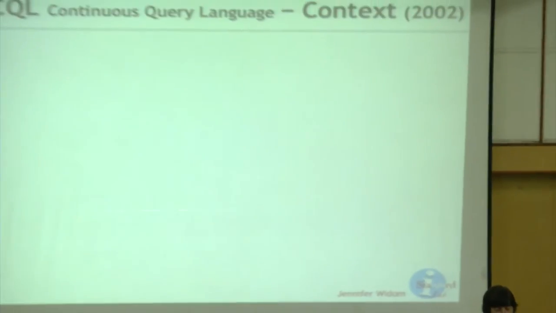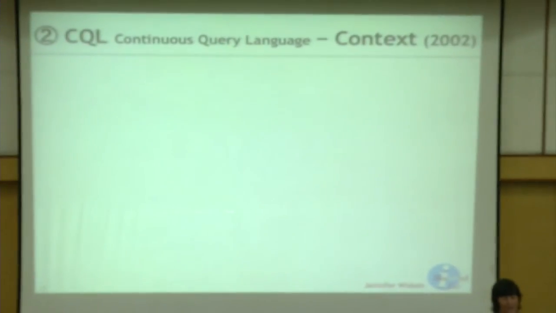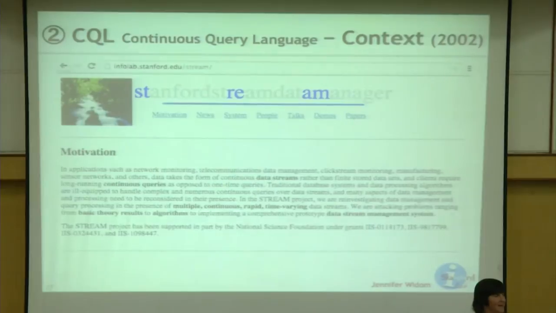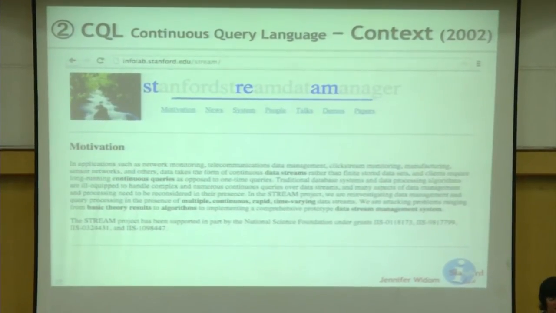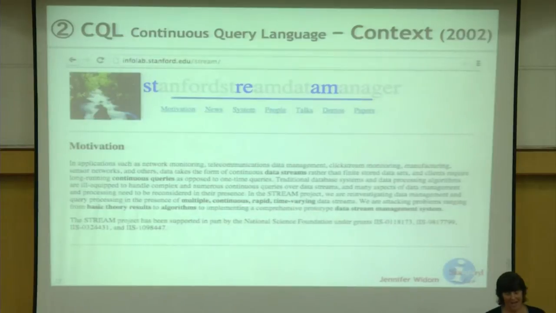Okay. So let's move on to number two, which is CQL, the continuous query language. And I'll again start with the context, which is around 2002. And we're building, at this time, a new kind of database system again. This is what I like to do, is actually build new kinds of database systems. And this one was to manage data streams. And you may have heard of data streams.